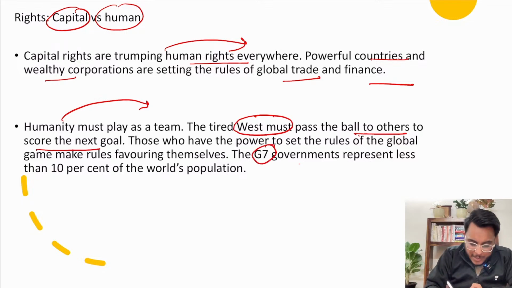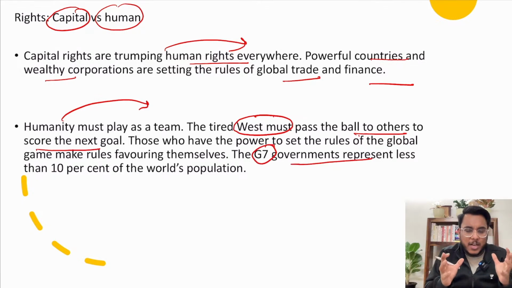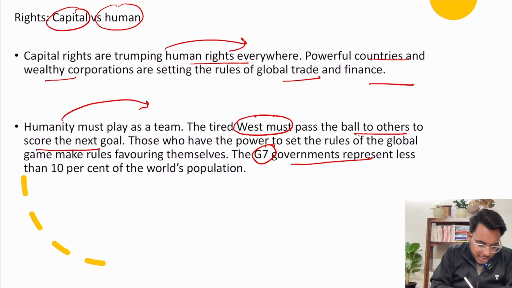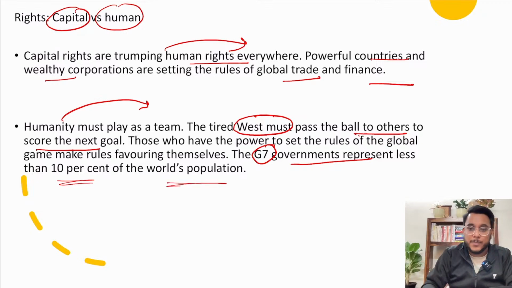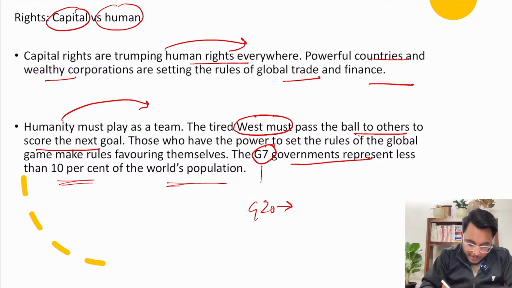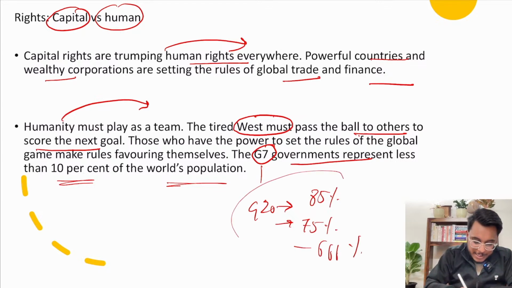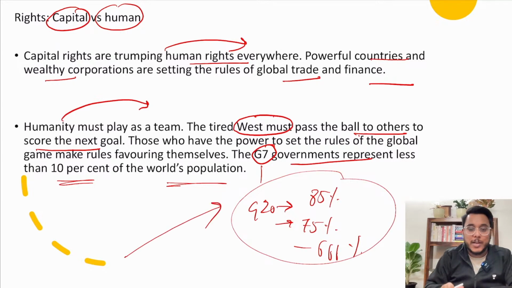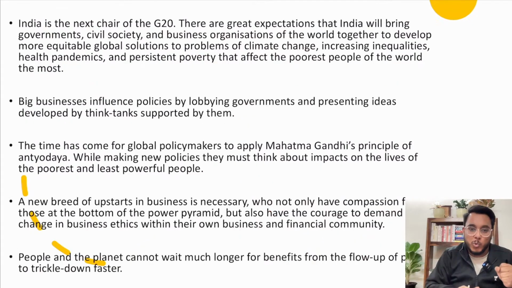Even today, the G7 is afflicted with the hangover of authority, but we need to understand that the G7 represents just less than 10% of the world population. So what is more important than the G7? It's the G20, which has 85% of GDP, 75% of world trade, and 66% of the world population. The G20 is more important, and within the G20, the developing countries need to be given the baton to make the rules. Now, when we talk about India, India is the next chair of the G20.